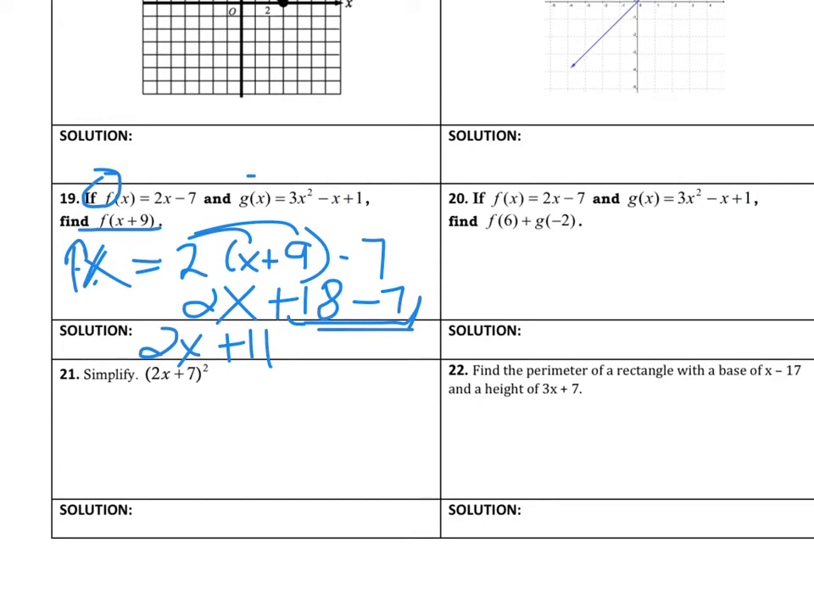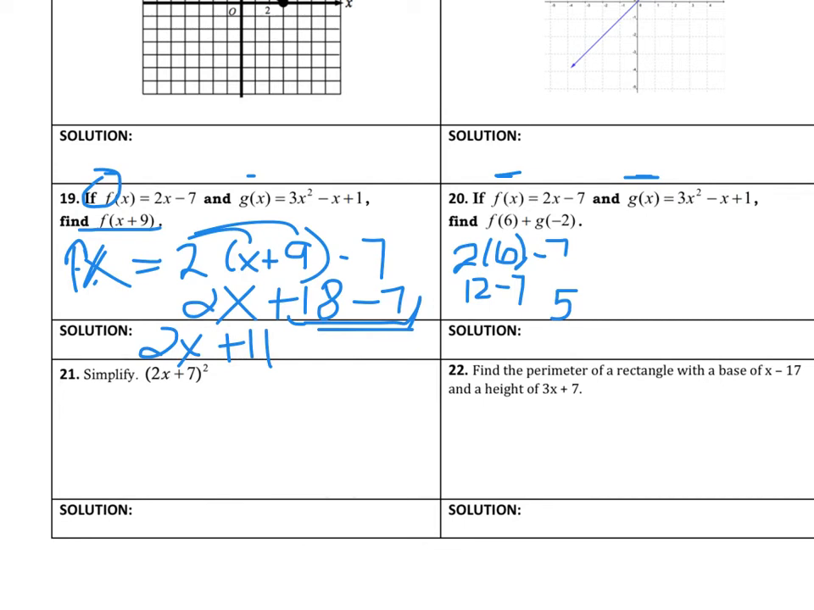Alright, so looking at number 20, I have an f of x here, a g of x here, and it wants me to find f of 6 and g of negative 2. I'm going to find those two separate answers and then add them together. So first let's plug in the 6 in for the f of x function. So 2 times 6 minus 7. Alright, so 2 times 6 is going to give me 12 minus 7, and that's going to give me 5.